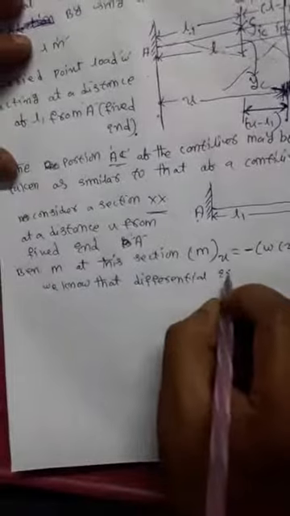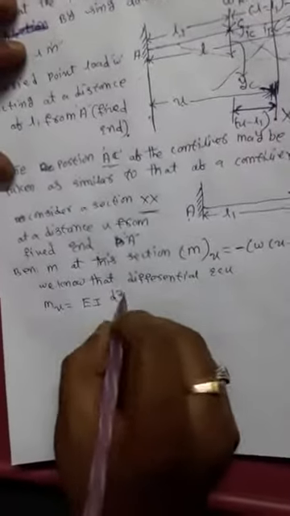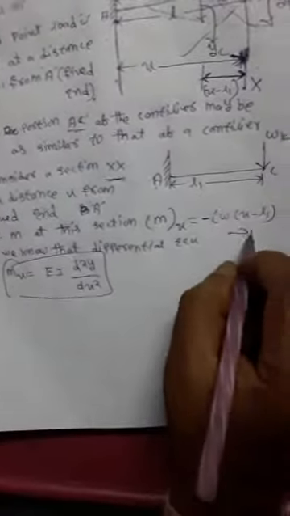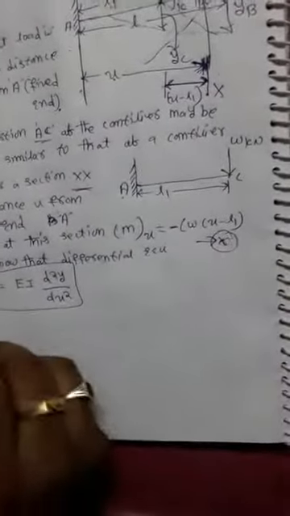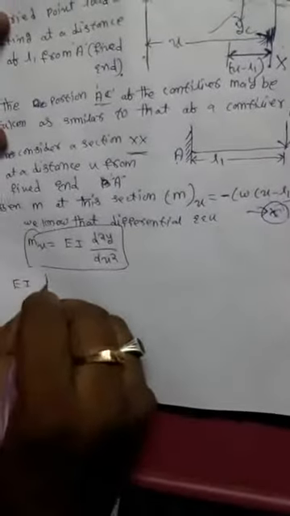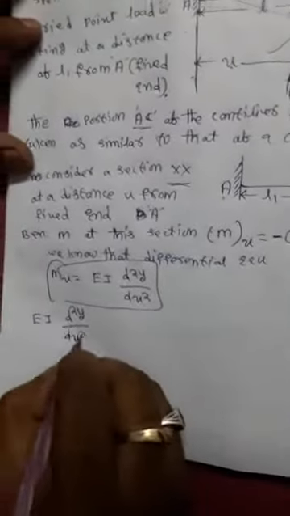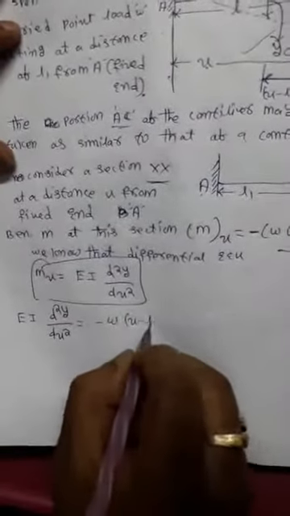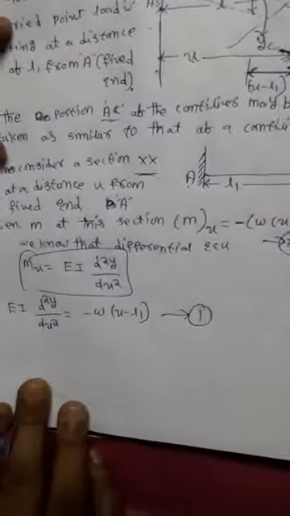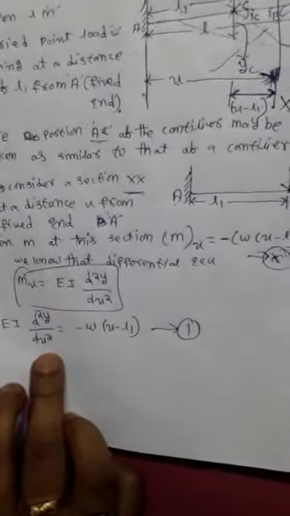We know the differential equation: M x equals E I d square y by d x square. Substituting this into the equation, M x equals E I d square y by d x square equals minus W into x minus L1. This is equation number 1, the common equation.